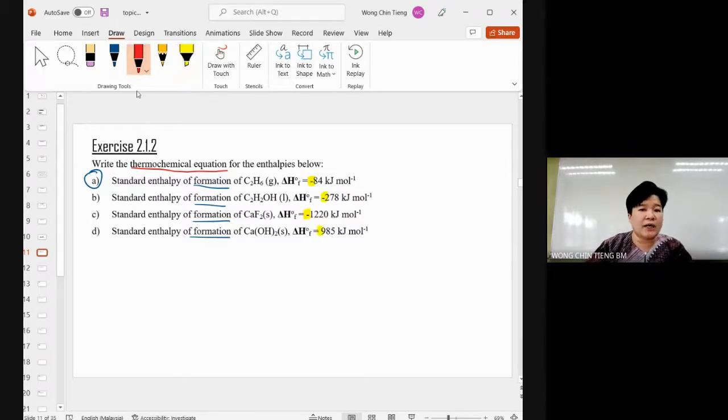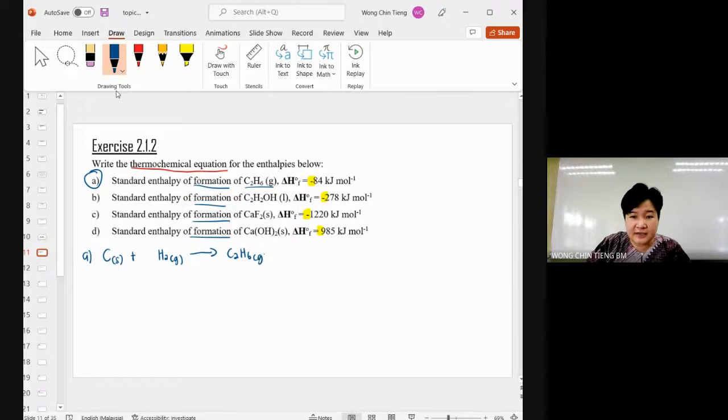Next question, 1 mole duduk pada siapa? Produk. 1 mole duduk pada produk. Arif kata 1 mole of the formation mesti duduk pada produk. Yes. So for the A, you have C2H6 as your product. C2H6 gas. Therefore your element mesti adalah carbon solid. Alright, carbon adalah solid. And then you have your hydrogen gas adalah H2 gas as the element. And then your product adalah C2H6 gas. Make sure you have the delta H given written down in your equation. That is your thermochemical equation.